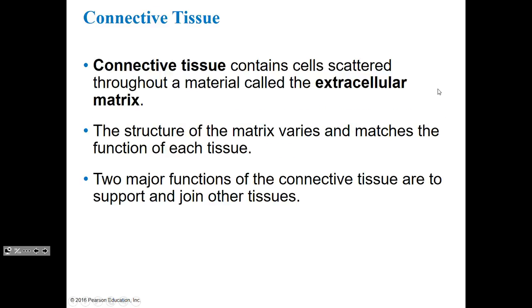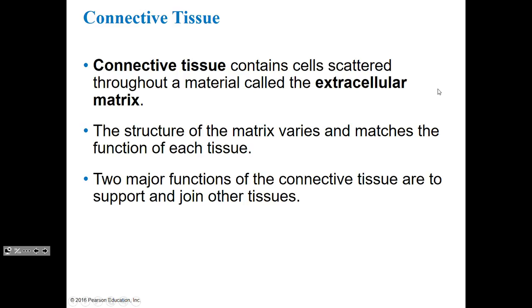Okay, the next kind of tissue is connective tissue. This has a huge range of things in our body, and it will completely vary depending on where you find it. The two major functions of connective tissue are to support and join other tissues.